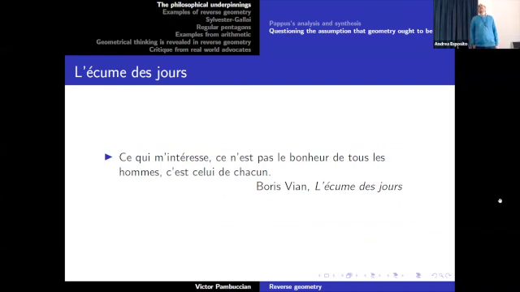Also, the difference here is that the classical way to approach geometry is: I want to construct a geometry where everyone is happy, that is super rich, where you can prove anything and so on. What we're trying to do is to make individual geometric theorems happy, not everyone. The way Boris Vian put it in L'écume des jours, ce qui m'intéresse, ce n'est pas le bonheur de tous les hommes, mais celui de chacun.